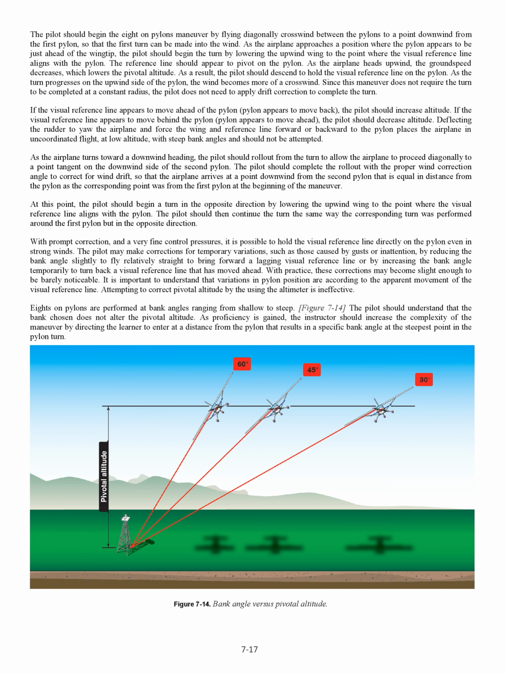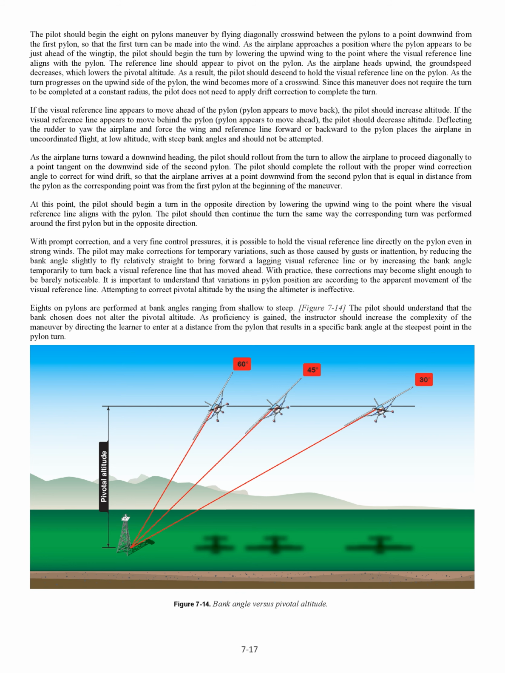At this point, the pilot should begin a turn in the opposite direction by lowering the upwind wing to the point where the visual reference line aligns with the pylon. The pilot should then continue the turn the same way the corresponding turn was performed around the first pylon, but in the opposite direction. With prompt correction and very fine control pressures, it is possible to hold the visual reference line directly on the pylon even in strong winds.